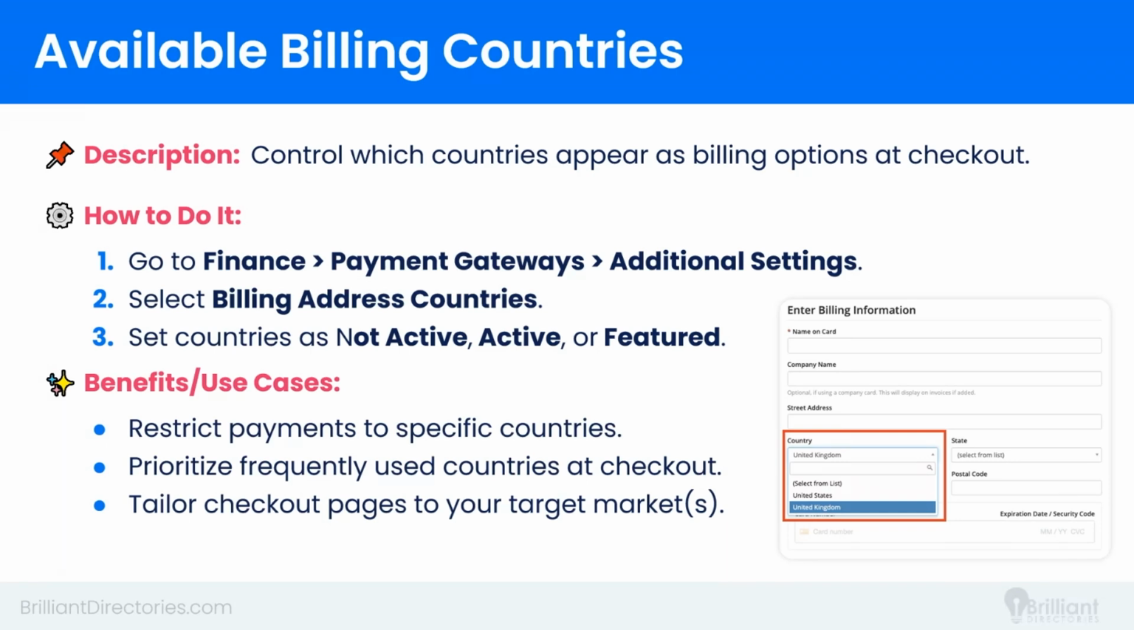So you can kind of quote unquote feature countries within this list, add them to the top just to make them more easily accessible so that users don't have to scroll through maybe a long list of countries to find theirs if you have a lot of users within a particular country. And so overall with this, you can really tailor your checkout pages to your specific target markets.